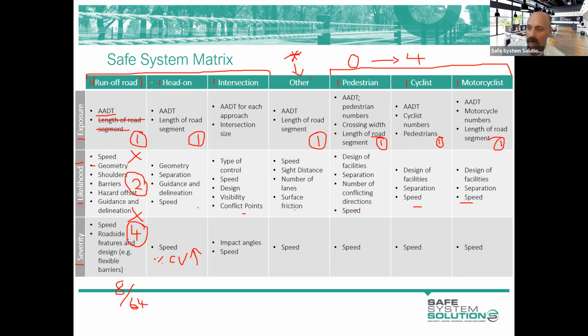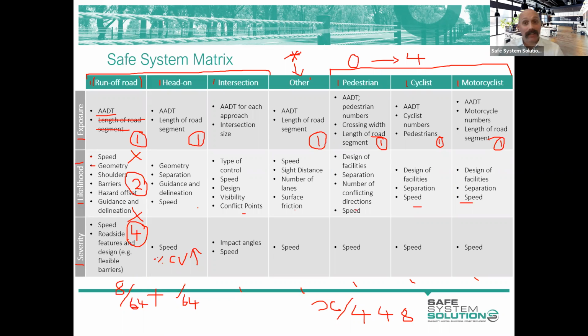And we do that then for head-on crashes, and we get a score out of 64. We do it for intersection, other, pedestrian, cyclists, motorcyclists, and then we add up all these scores. So you then add these, and you get a final score out of 448. There you go. X over 448.